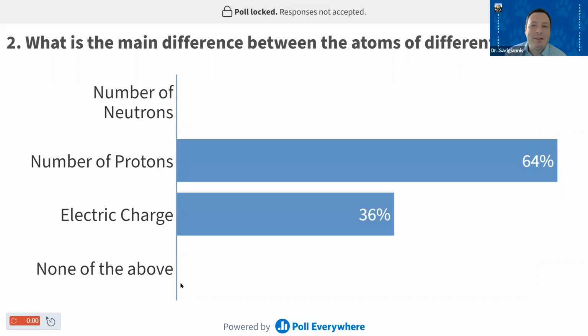Number of protons, right? Atoms of different elements are all neutrally charged unless they form ions. So we're talking here about neutral atoms. Typically when you're talking about something that's charged, it's called an ion. So between the atoms of different elements, the difference would be the number of protons. The number of electrons can differ, but here all the atoms are neutral.